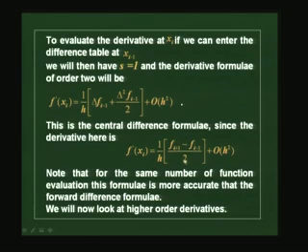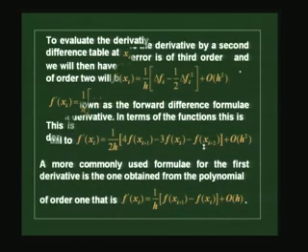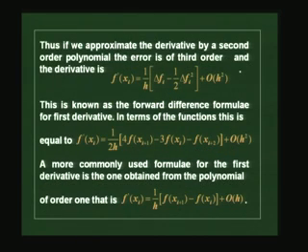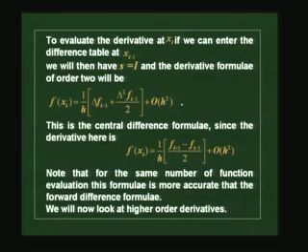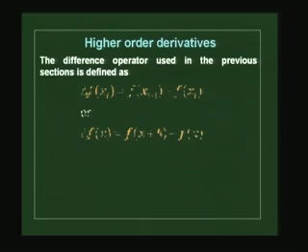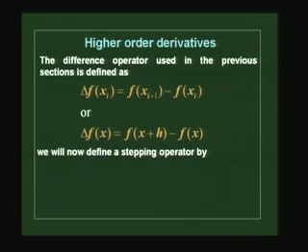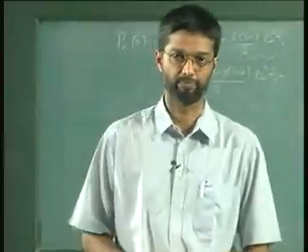Notice that here only two values of the function are used, and we have order h square accuracy, while in the earlier case, to get order h square accuracy, we had used three values of the function at three different points. So that is the difference between these two formulas, but both of them are order h square. Okay, so we will look at higher order derivatives using similar ideas in the next class.